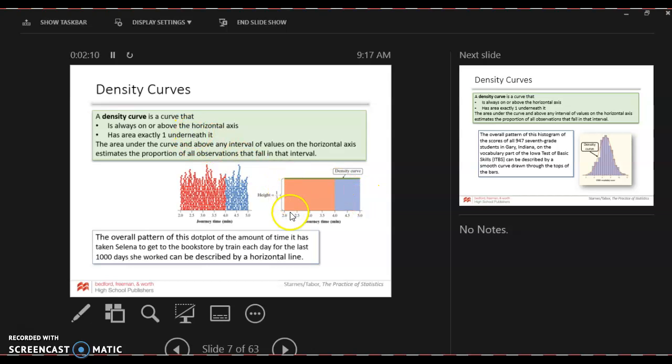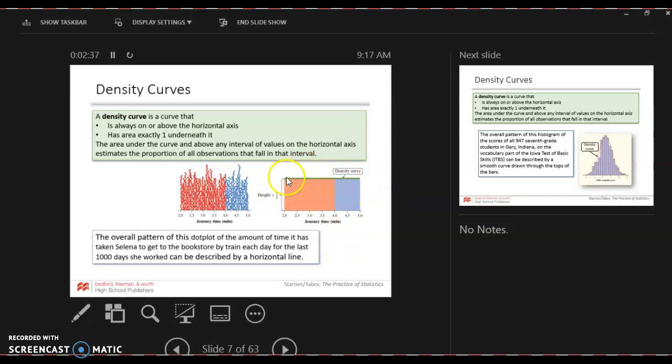So let's kind of look at these two qualities. So it's on or above the x-axis. So here are my journey times on the x-axis. The whole distribution is above. The area is 1. So if you look at the height here, the height is 1/3. And if I look at how far it is from 2 to 5, well, that distance is 3. So the area of this big rectangle is 3 times 1/3, which is 1. So this meets the requirements of a density curve.